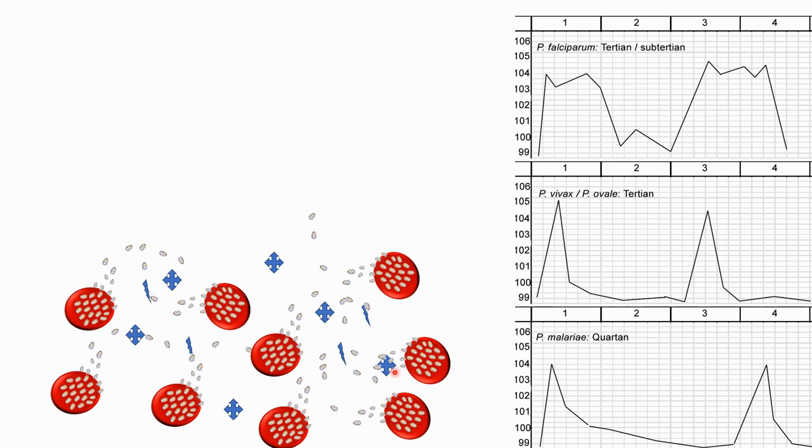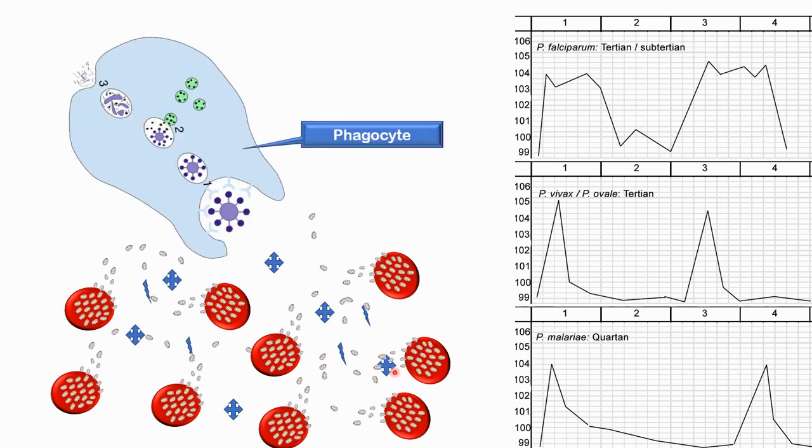Schizont rupture occurs every 48 hours for Plasmodium falciparum, Plasmodium vivax and Plasmodium ovale, producing fever every third day, also called tertian malaria, whereas it occurs every 72 hours for Plasmodium malariae, producing fever every fourth day, also called quartan malaria.